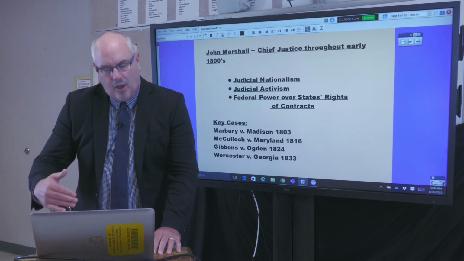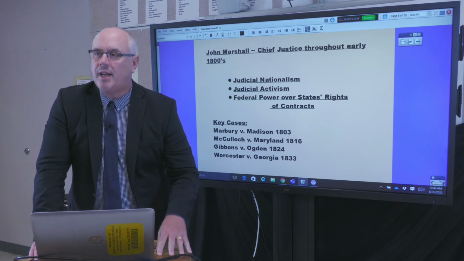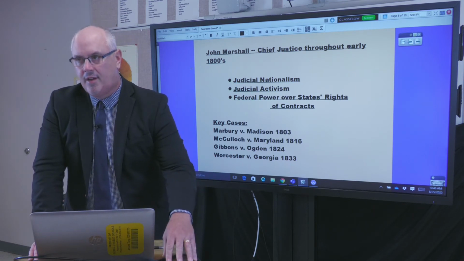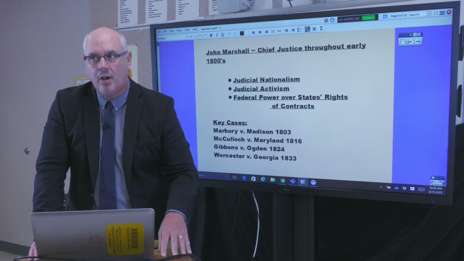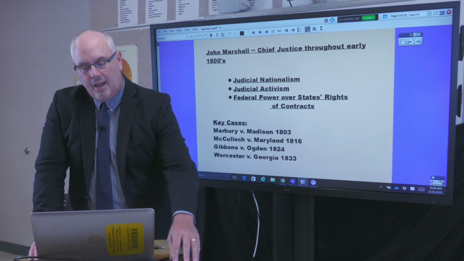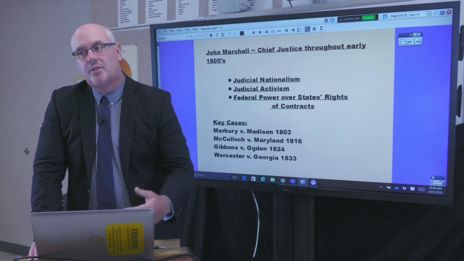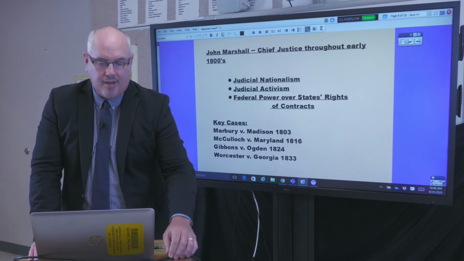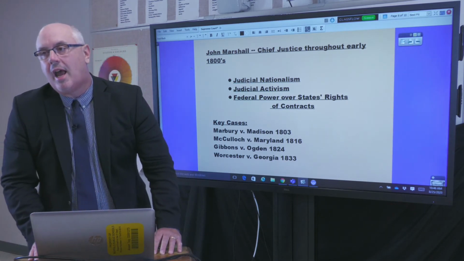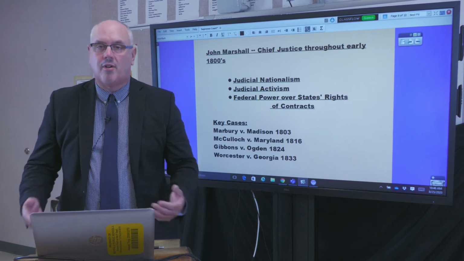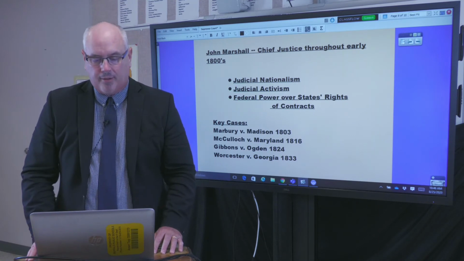So in all three of these cases, you see that what Marshall has done is he has illustrated the power of the federal government over the states. He has increased the federal government's power, first by making the Supreme Court stronger in the Marbury case. Secondly, by showing that the National Bank, which is a federal entity, cannot be pushed around or be taxed by a state government. And then in the case of Gibbons versus Ogden, where Congress, which is in the federal government, has the power to regulate trade. Not the individual states, but the federal government has the power.